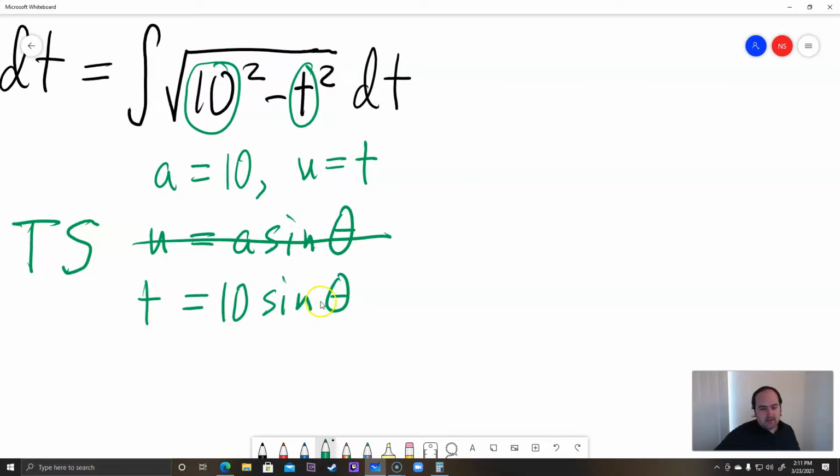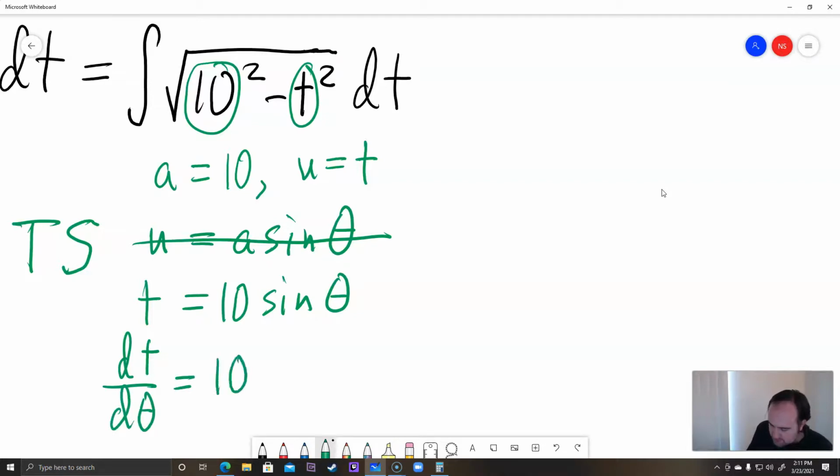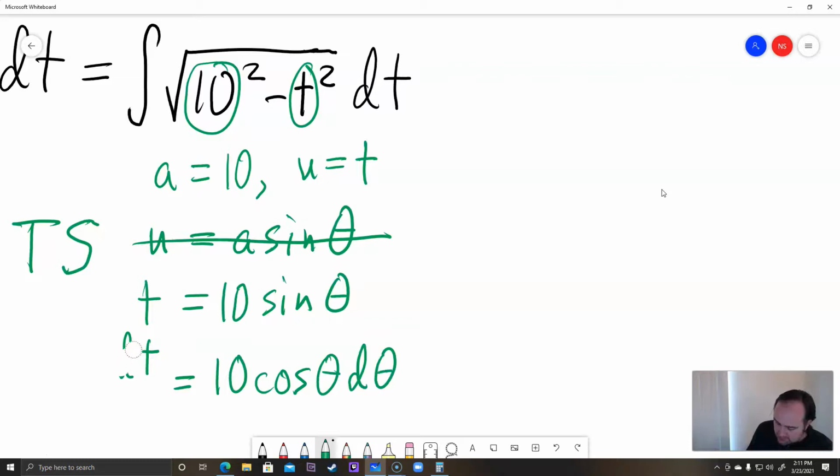So if t equals 10 sine of theta, then if we take the derivative of both sides of this equation, we get dt d theta equals 10 times cosine of theta. Okay. And then we can move the d theta over to the right side. So that's going to give us dt equals 10 cosine of theta d theta. And now we're ready to plug everything in up here and then work through the integral.